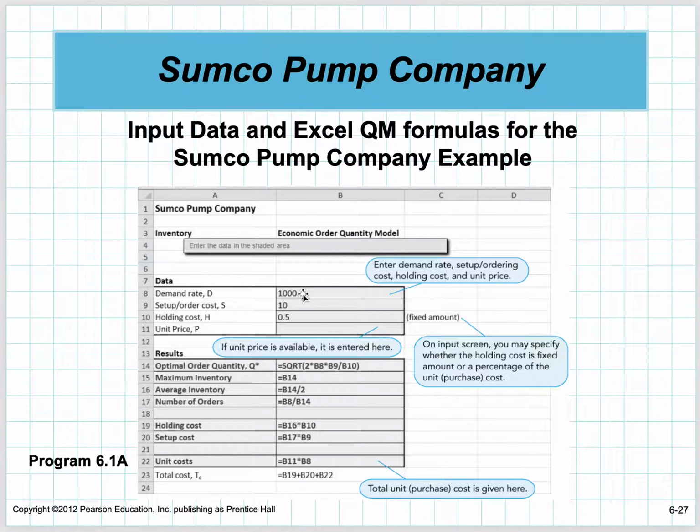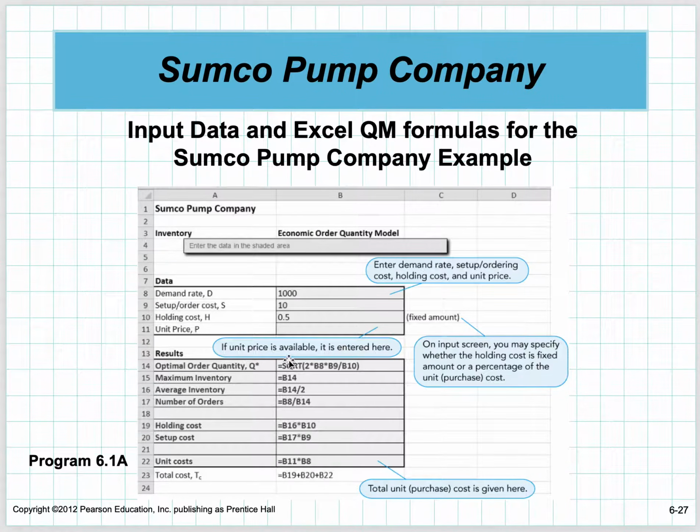You put in the annual demand rate, you put in the setup cost, you put in the holding cost. If you look in the book, this is the fixed amount holding cost. We're going to talk about where it's a percentage later. And here are the equations that you use to come up with the optimal inventory quantity, the maximum inventory, the average inventory, the number of orders placed per year, the holding cost, the setup cost, and the unit cost if you put the unit price in. Those are just the basic formulas that we've already talked about.